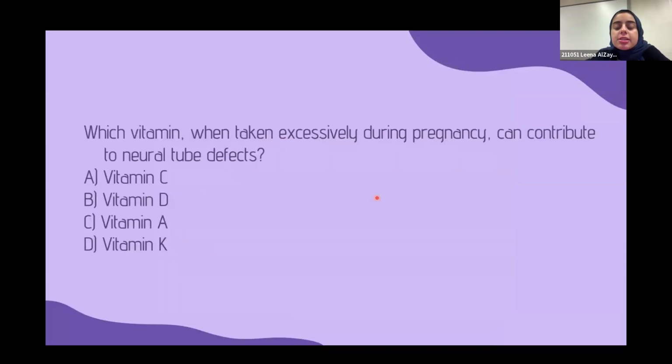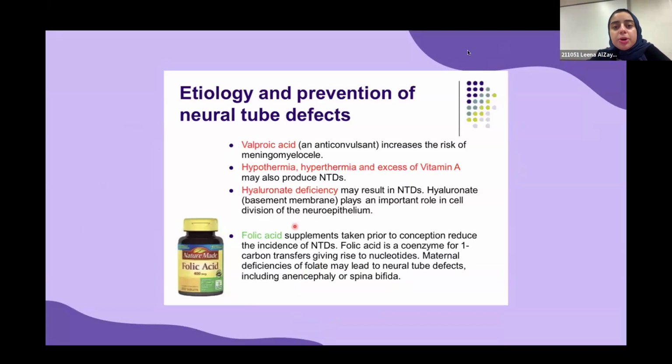Which vitamin taken excessively during pregnancy can contribute to neural tube defects? Yeah, so it's C. I think this is something we know from first year. It's vitamin A, but just as a reminder, valproic acid, which is an anti-epileptic or anti-convulsive therapy, is considered contraindicated in pregnancy because it causes neural tube defects. Hypothermia and hyperthermia, so excess heat, excess cold, and excess vitamin A.